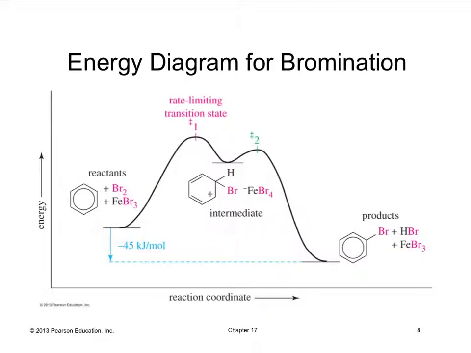If we look at the energy diagram for bromination, here are your reactants. You have your first step, which is the attack from the electron ring to the Br from the complex, generating an intermediate, and then this is followed by formation of the product. That difference in energy is about negative 45 kilojoules per mole, and the rate-limiting transition state is that first step.